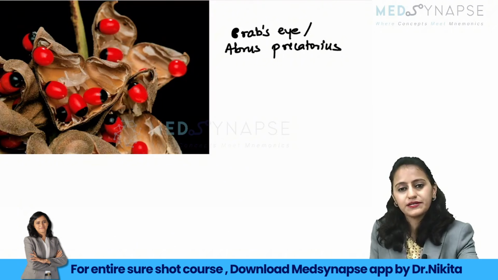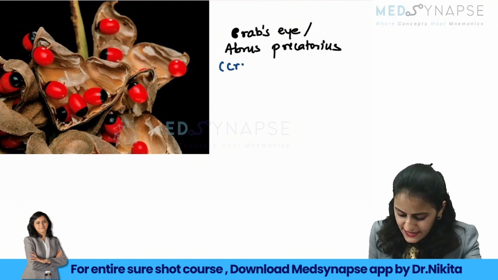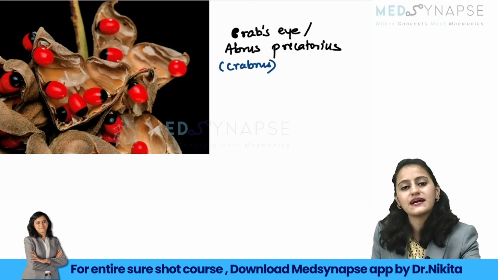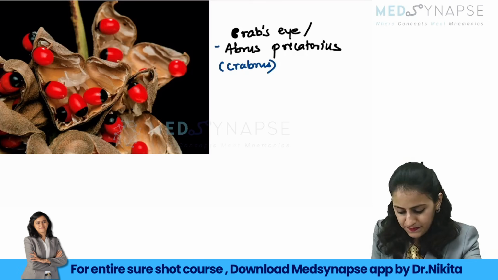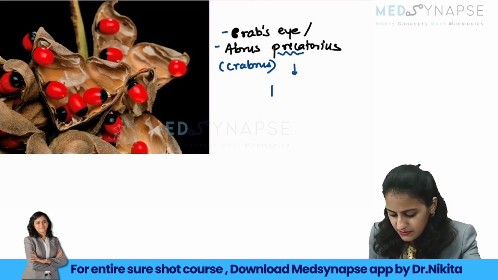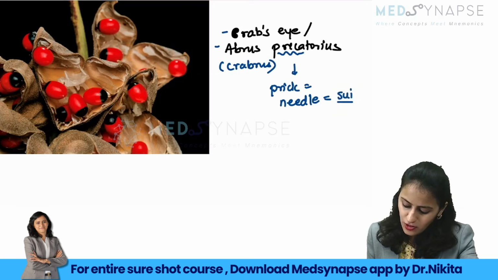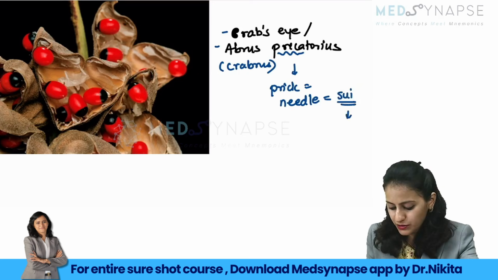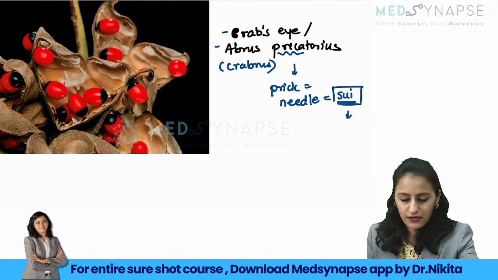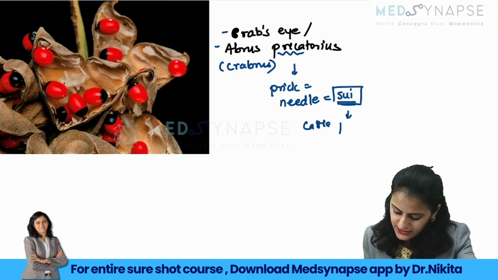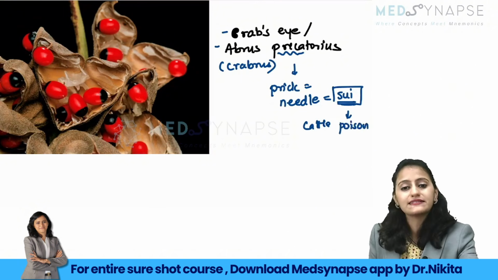Abrus precatorius. Remember, Abrus is like Crabrus. That is crab's eye, Crabrus, Abrus is the same. Precatorius, remember, is prick, and prick is equal to needle, right? Needle in Hindi is called sui. So remember, this is also used as sui, as a cattle poison.